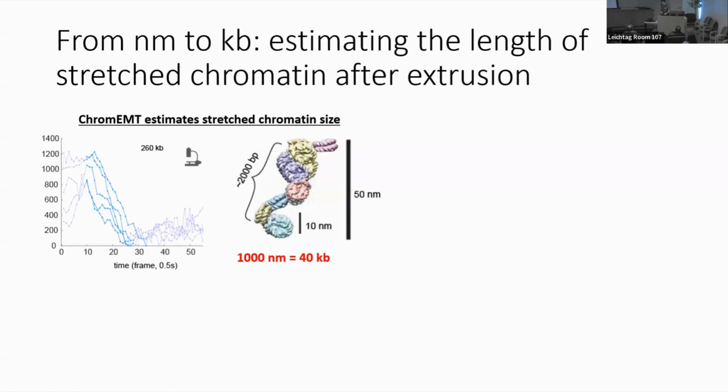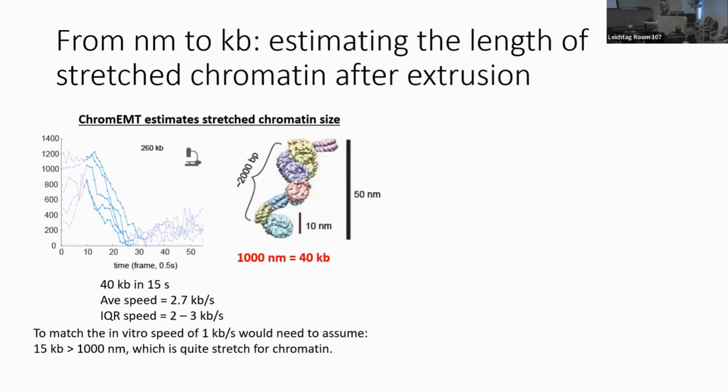We benchmark that, for example, here against some of the beautiful cryo-EM from Claude O'Shea down the road, using a ballpark conversion of 1,000 nanometers to 40 kb, which would give you 2.7 kilobases per second, or across the many different traces that we see, around 2 to 3 kilobases per second. Notably, to match the in vitro 1 kb per second, you would need to assume that that 1,000 nanometer stretch was only 15 kilobases, which I think is a little bit more of a stretch, but we can start to place some bounds on those.